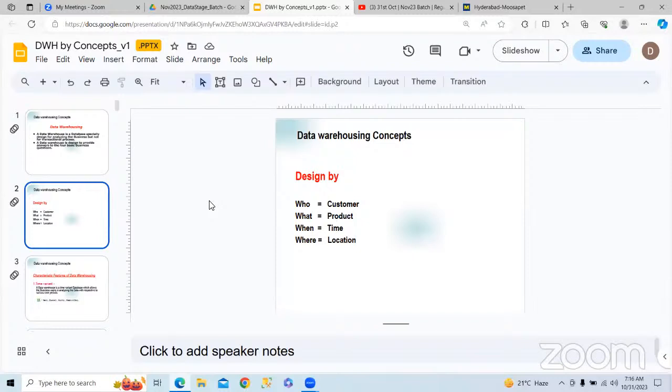So these are the four key factors for which we design data warehousing applications. Who is my customer? What are the products and services that I have? Okay, and time wise we can analyze the business. And the next thing is location wise. Okay, so these are the four reasons why we design data warehousing applications. Okay, so any questions, guys, here? No. Okay. So now let's move on to characteristic features of a data warehouse.